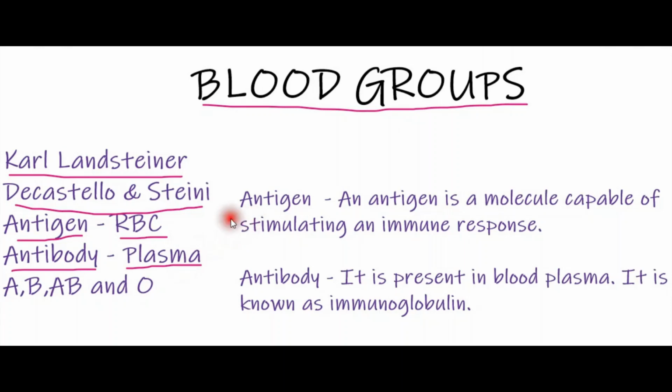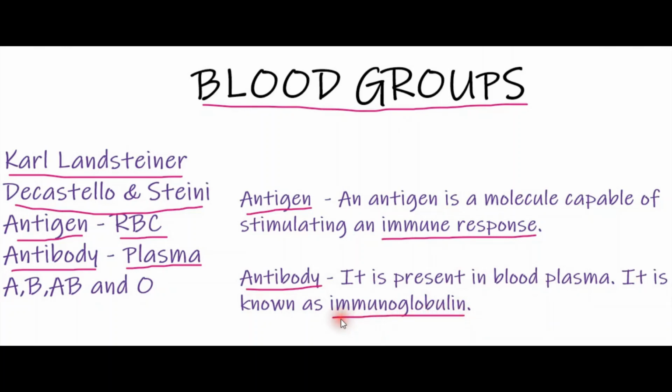So first we have to see what is antigen and what is antibody. Antigen is a molecule capable of stimulating an immune response. Antibodies are present in the blood plasma. One more name is also there, that is immunoglobulin.